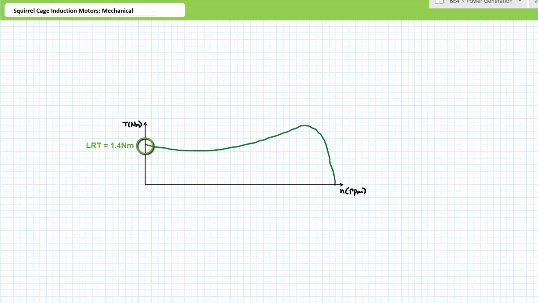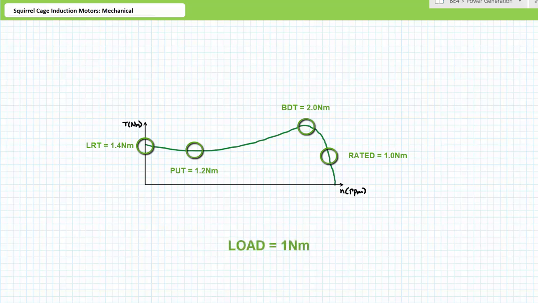I think the easiest way of describing the significance of pull-up torque is using a simplified example. Consider a motor with a locked rotor torque of 1.4 Newton meters, a pull-up torque of 1.2 Newton meters, a breakdown torque of 2 Newton meters, and a rated torque of 1 Newton meter. I don't want this to devolve into a physics lesson, but consider an occasion in which the motor needs to move something that exerts a constant 1 Newton meter of counter torque. Upon closure of a full voltage starter, the motor easily yanks the applied load to a start.